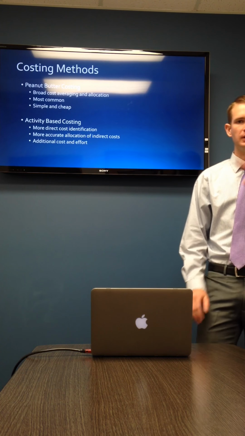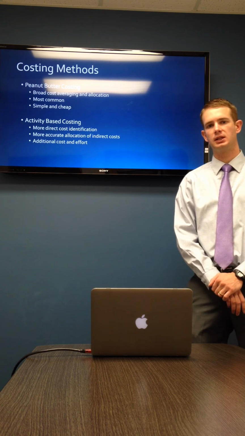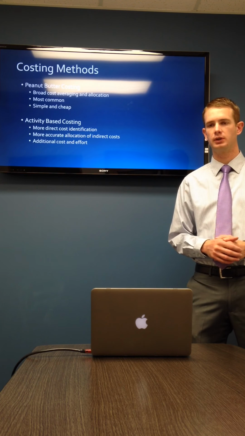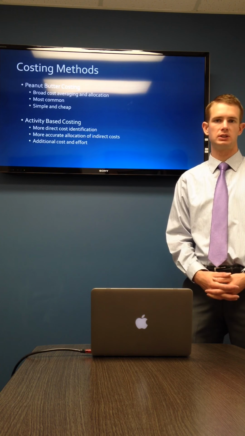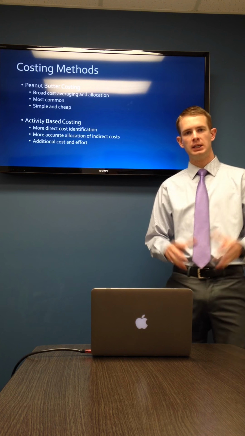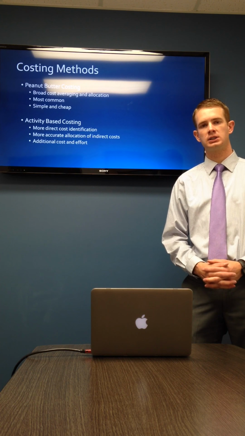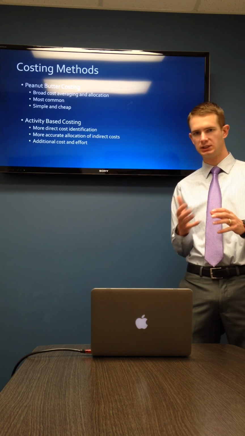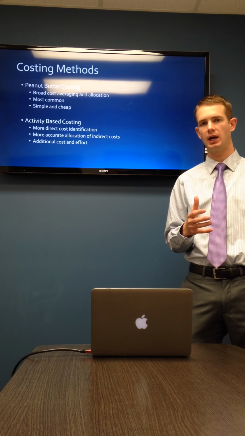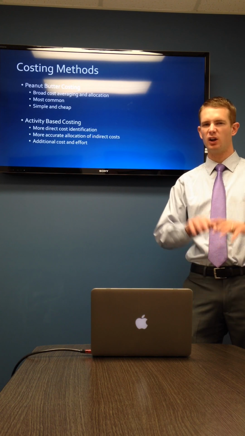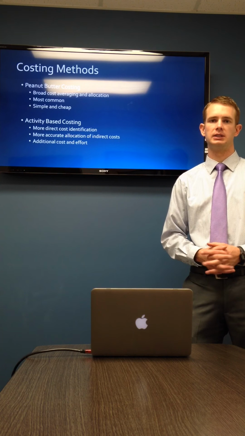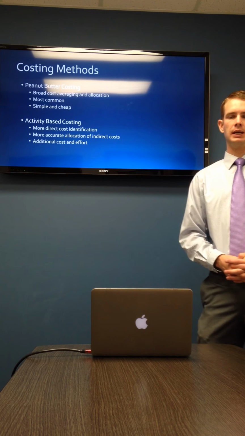There are primarily two costing methods that seem to be most popular right now. The first is more historical and widely used. It's called peanut butter costing. This takes indirect costs and broadly averages them with the products or outputs produced and then allocates those on a very even basis across all of those products.